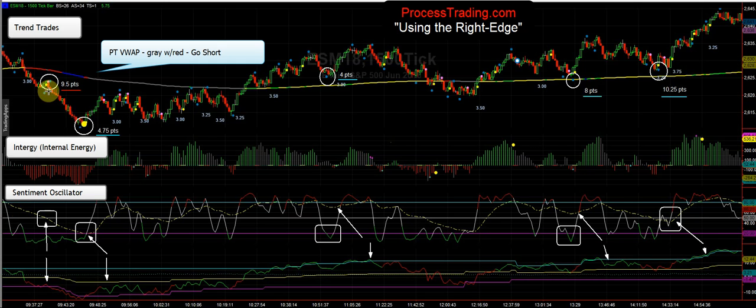So when we look at this trade where we're taking our first trend trade to the short side, we look down at the sentiment oscillator. We see the slope is itself trending down. Not only is it trending down, but it's crossing the midline.